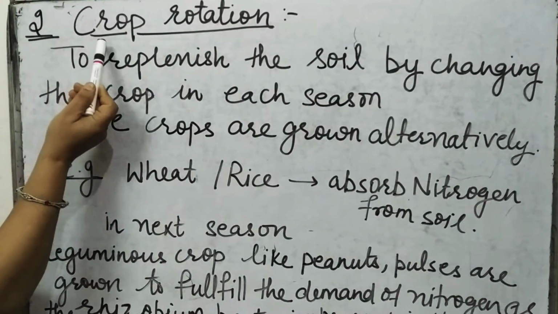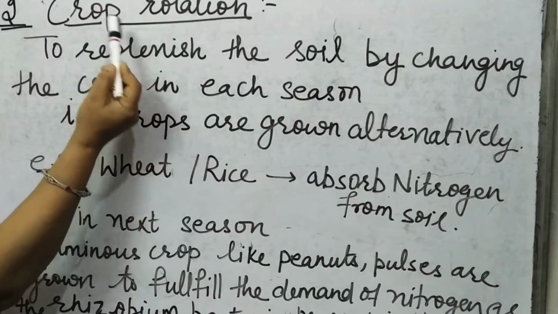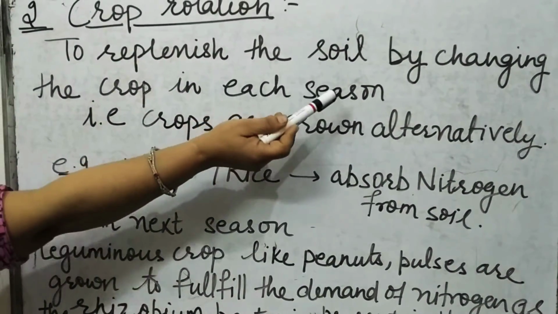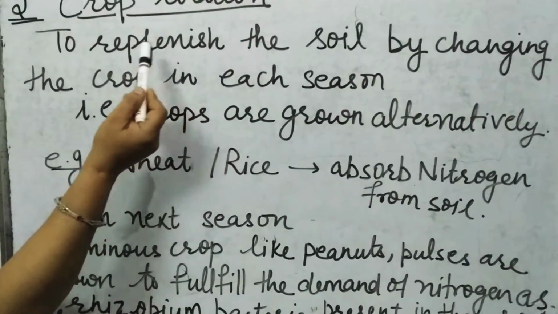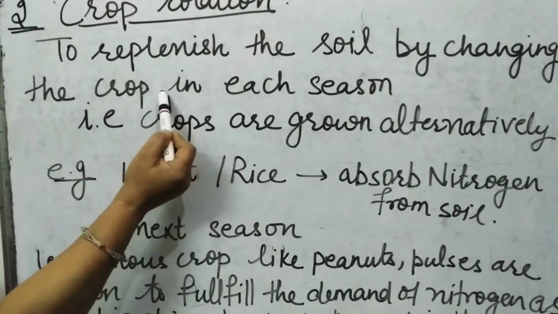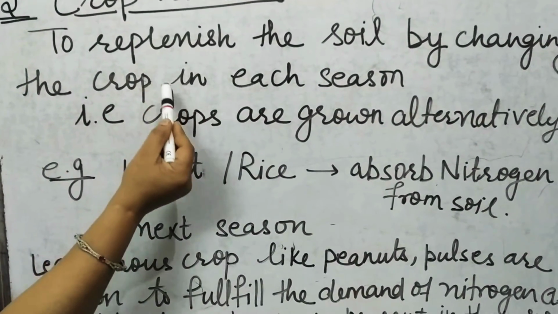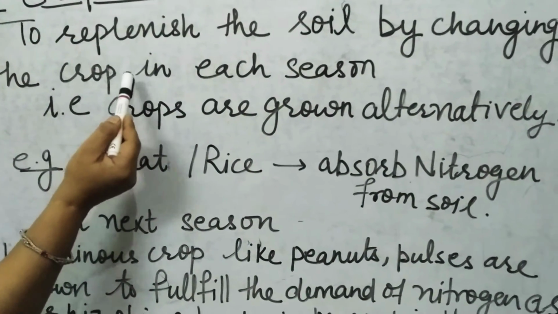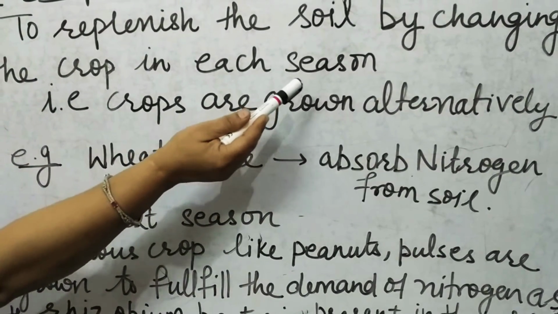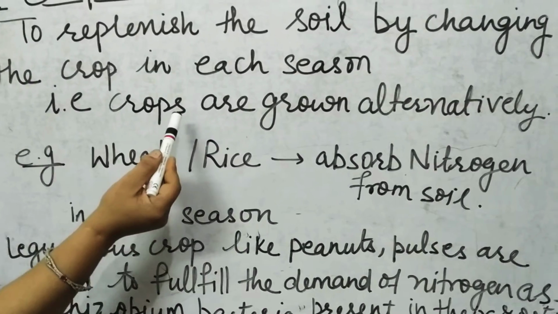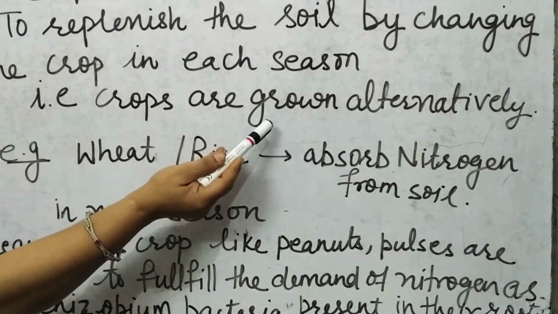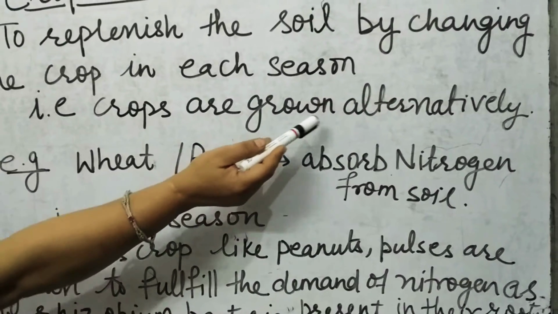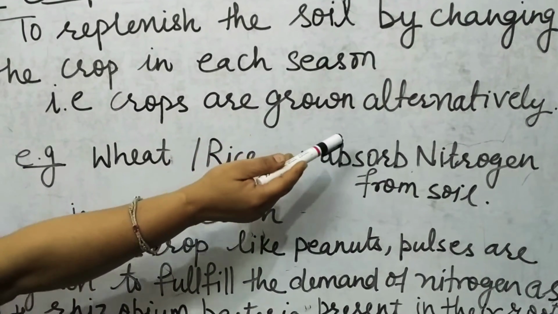The second natural method of replenishing soil is crop rotation. Crop rotation means changing the crops in each season. To replenish the soil, after every season the crop is to be changed. If we continuously grow the same crop in the field, then it will absorb the same kind of nutrients from the soil, and the soil will get deficiency of that particular nutrient. So, to avoid this, crops are grown alternately, one after the other.